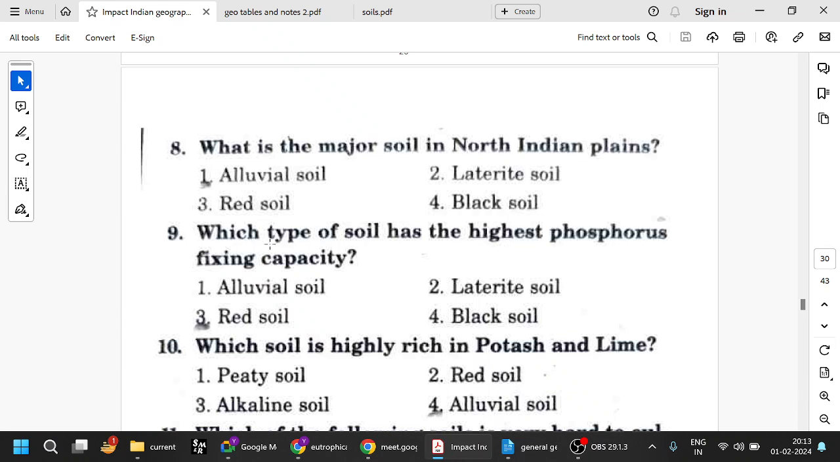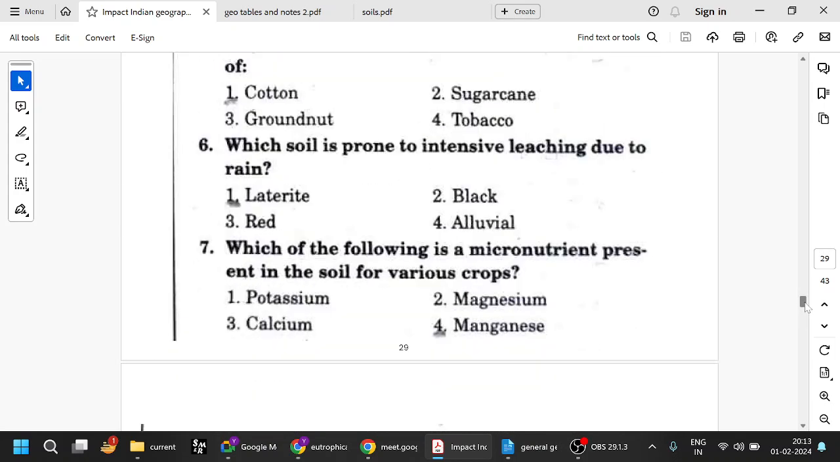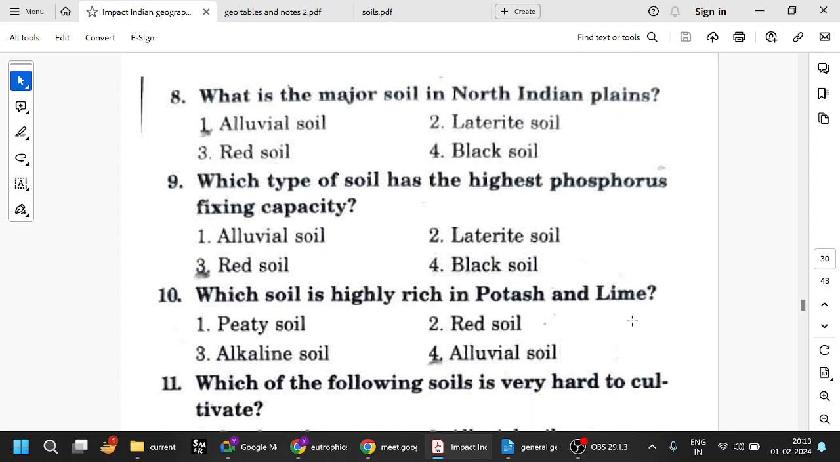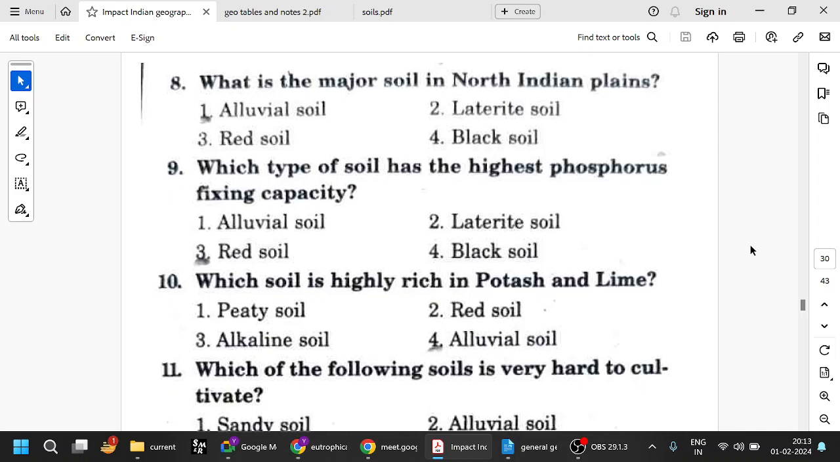Okay. Which type of soil has the highest phosphorus fixing capacity? So these things, try to remember. Laterite soils have a high leaching property. Just now we have said which soil is prone to intensive leaching due to rain is laterite soils, and the soil which has the highest phosphorus fixing capacity is red soil. So try to remember that red soil.